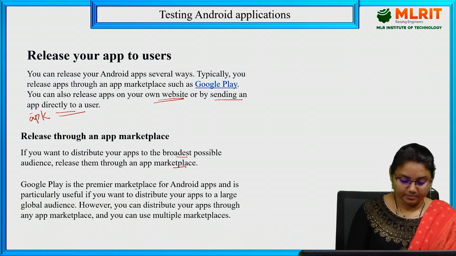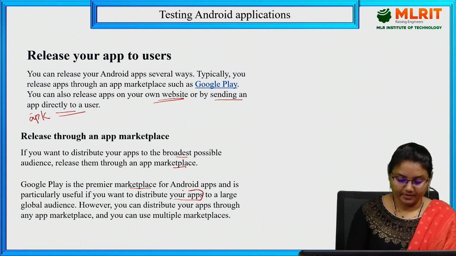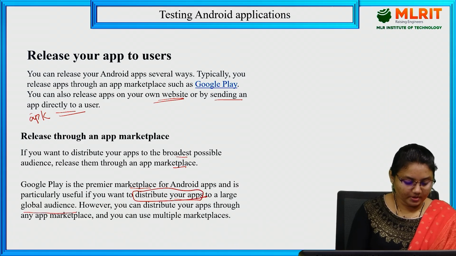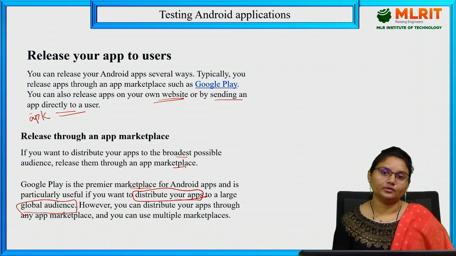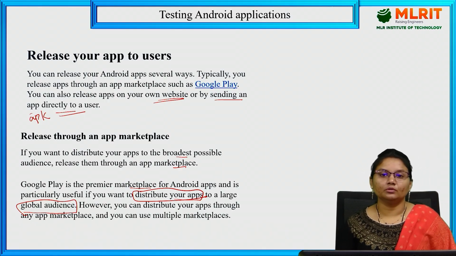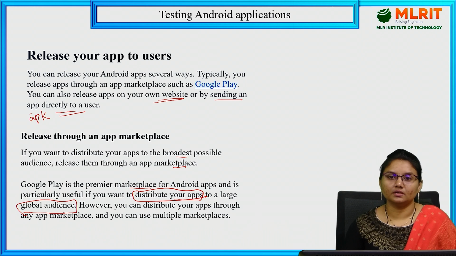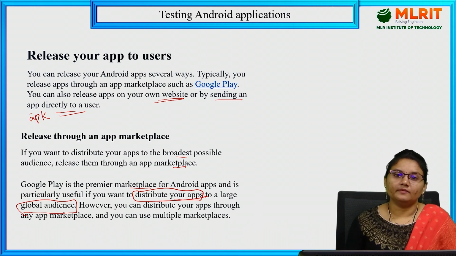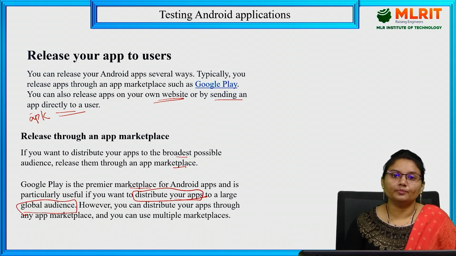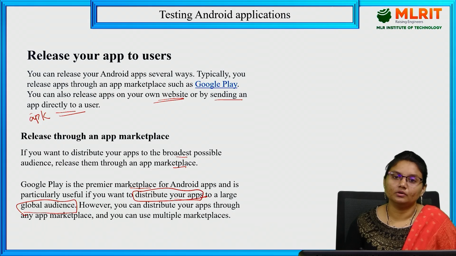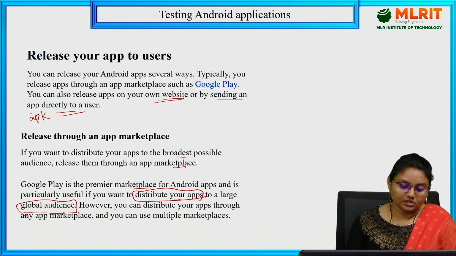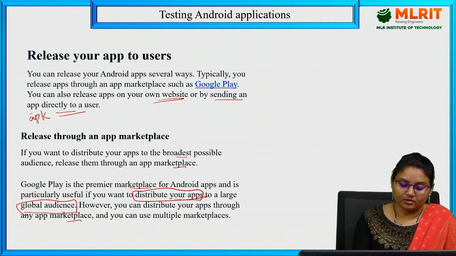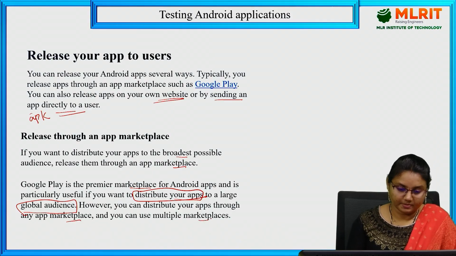So Google Play is a premium marketplace for Android apps and is particularly useful to distribute your applications to a large global audience, because in today's world everyone is using Android applications. Everyone knows Google Play Store is a medium where you can download all the applications that are newly released. However, you can distribute your applications through one marketplace or multiple marketplaces.